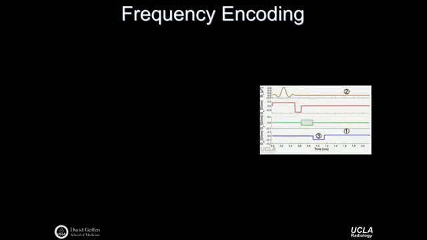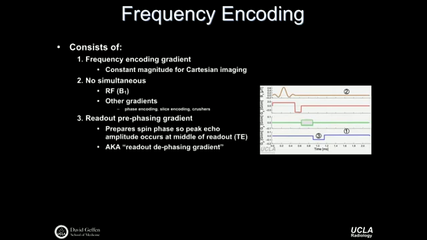Okay, so let's talk about frequency encoding for a second. That was the first step, the slice selection. Now I'm going to jump to frequency encoding, although that's the third part of the total spatial encoding block, right? We'll come back to phase encoding in just a second. So what does frequency encoding consist of? Well, it consists of the frequency encoding gradient. We have to turn on some gradient for some period of time and then turn it off.